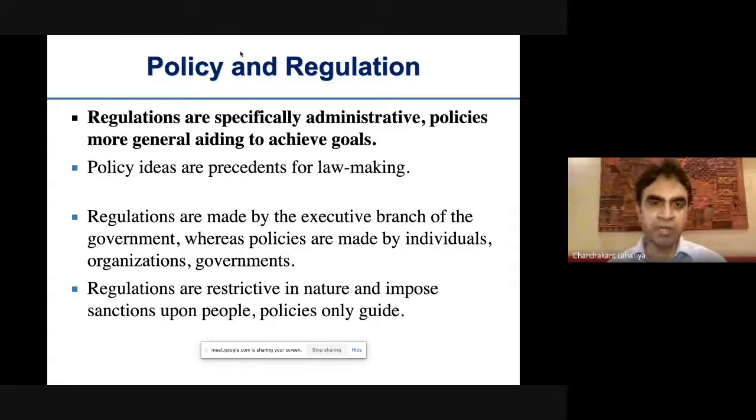As we say, policy ideas are precedents for lawmaking, and lawmaking results in regulation formulation. Regulations are made by the executive branch of government. Policies are usually made at a higher level in the government, but can also be made by organizations and individuals, which are non-governmental policy. Regulations are usually restrictive in nature and impose sanctions on people. They are very specific and detailed.